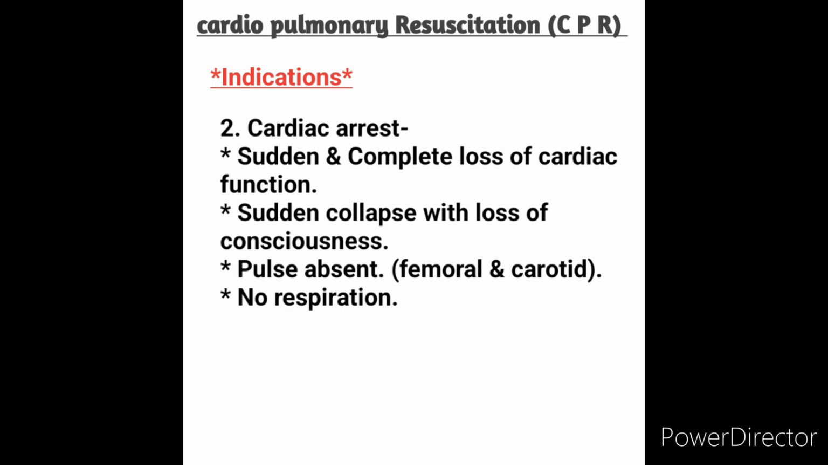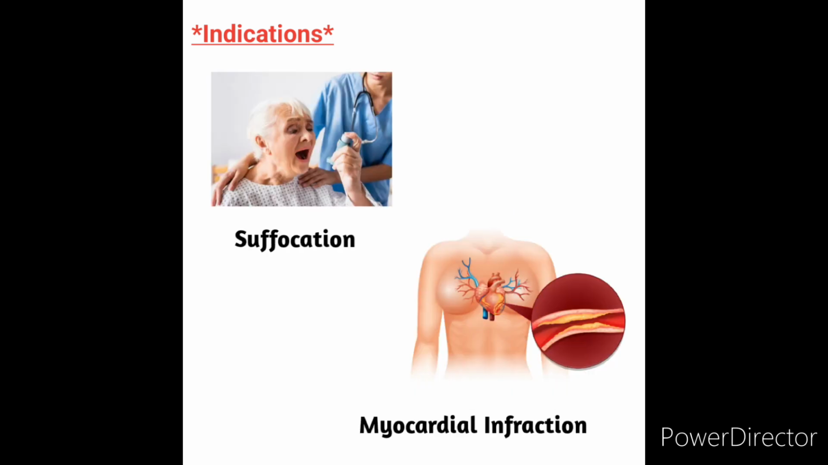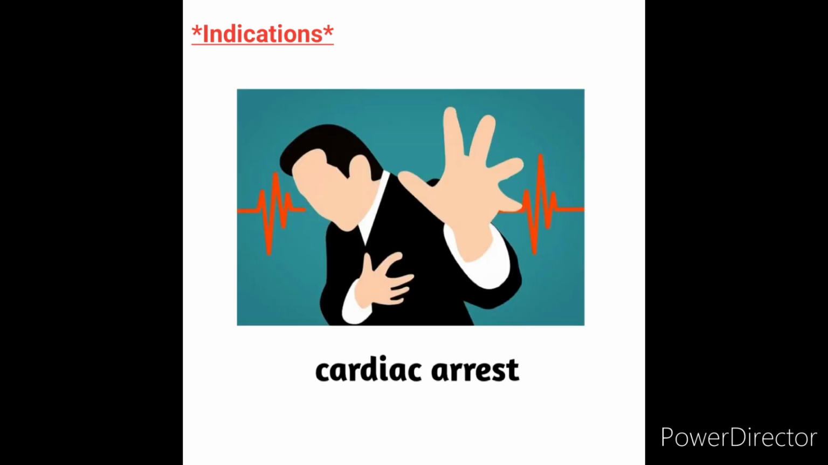Second one is cardiac arrest related to the CPR: sudden and complete loss of cardiac function, sudden collapse with loss of consciousness and pulse absent in femoral and carotid. There is no respiration. These all are the indications when we have to give CPR to someone or a victim. That time we have to perform CPR. Here we can see in this picture indications: drowning, stroke, drug overdose, suffocation, myocardial infarction. And also in a cardiac arrest situation we have to perform CPR.